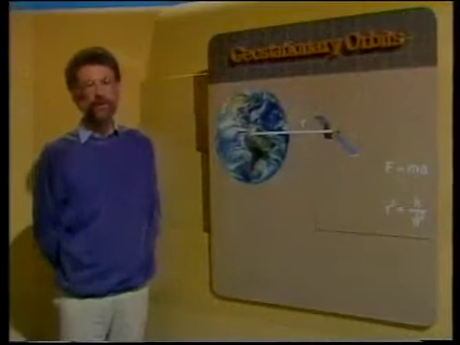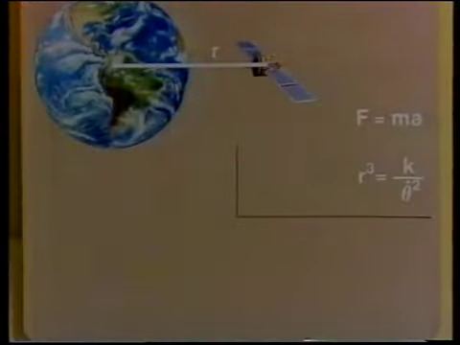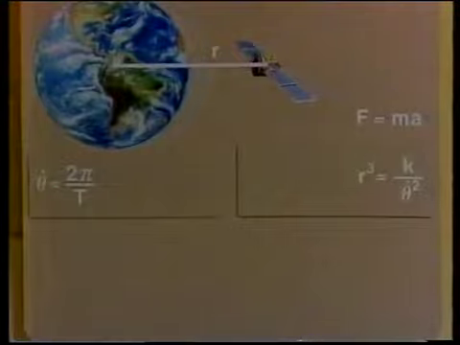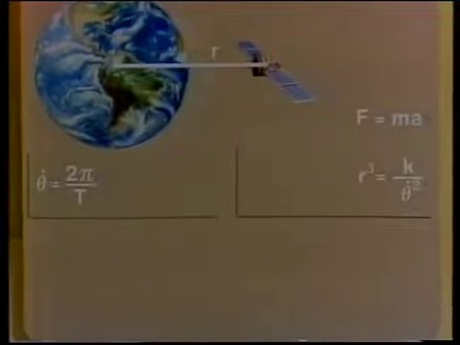Now we can work out theta dot from the period of the satellite. We know that it takes a geostationary satellite just 1 day to go around its orbit. So if I call that time T, theta dot is just 2 pi over T. Substituting for theta dot in here gives us this result.